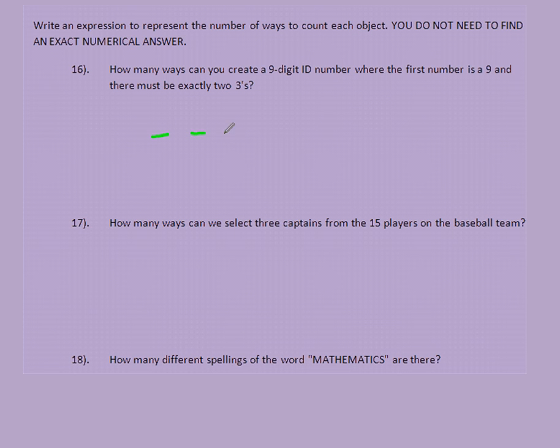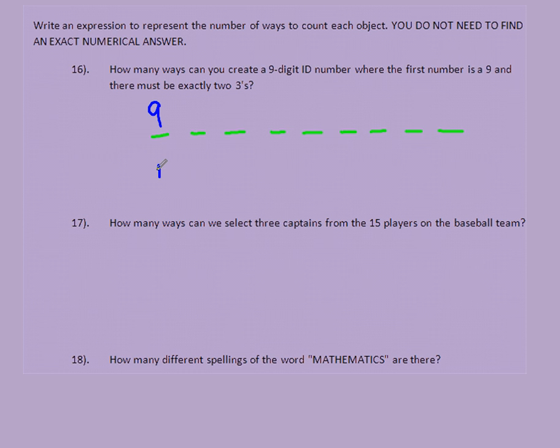So I'm going to start by making my list of 9 numbers in a row. Okay? And then it gives us these restrictions. The first thing it says is that the first number must be a 9. This guy must be a 9. How many ways can I do that? Well, there's only one possible way to make a 9. It's by putting a 9 there.